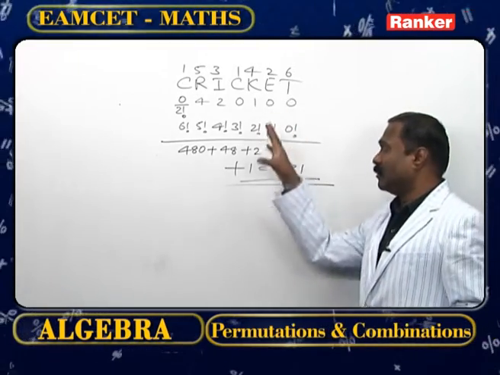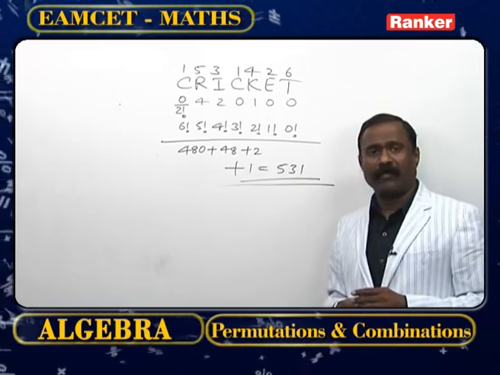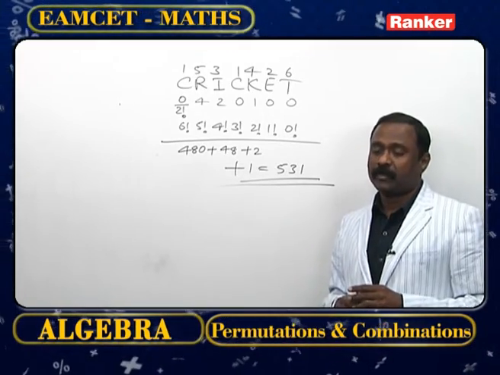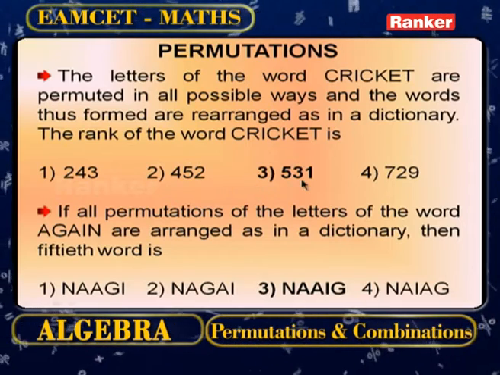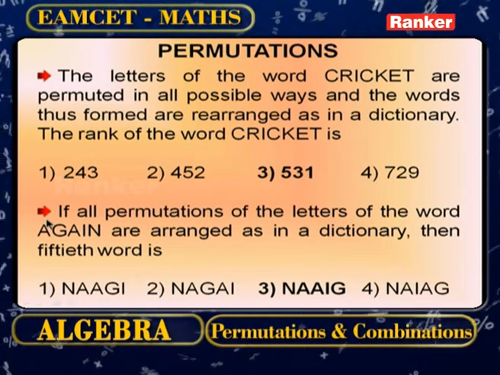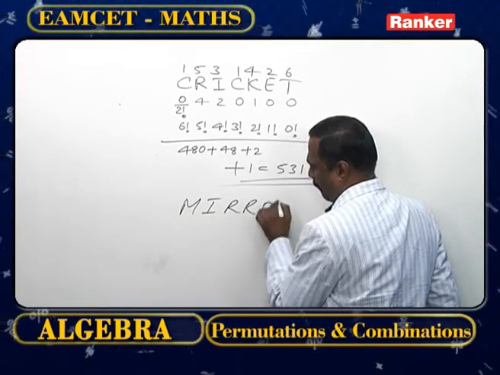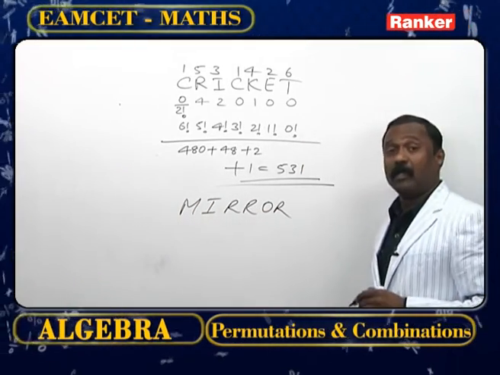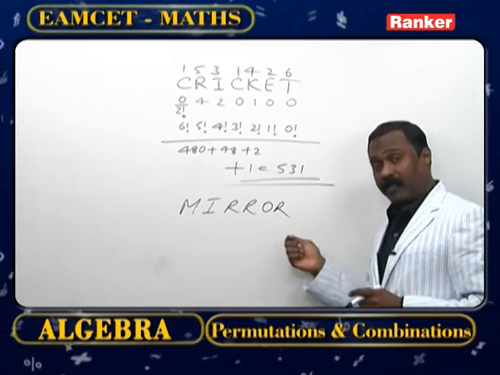If you write in the lengthy way, it will take more and more time. If you practice it in this way, it will be very easy for you. So the rank of cricket there is 531. If you take a simple word which you have already done, mirror, practice such type of words wherein the repetition is there.